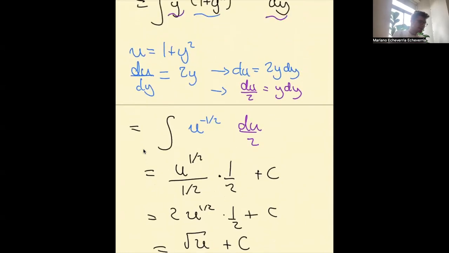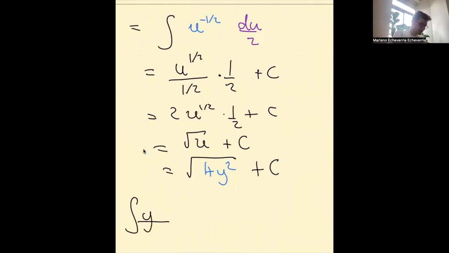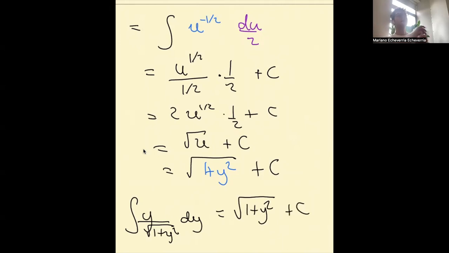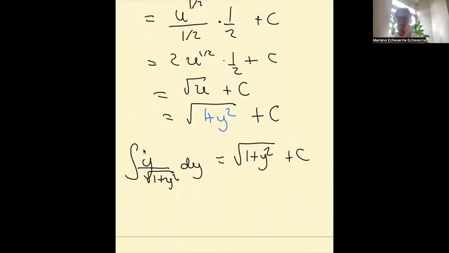Is that making sense? So what I'm saying is that the antiderivative of this thing is the root of 1 plus y squared plus c. And the good thing about these antiderivative problems is that if you're not sure, you can always take the derivative of this expression and check whether it gives you the inside or not. If you remember how to take the derivative for this, it does give you this expression. So that's why this is the correct antiderivative. So far so good. Are we okay up to this point?